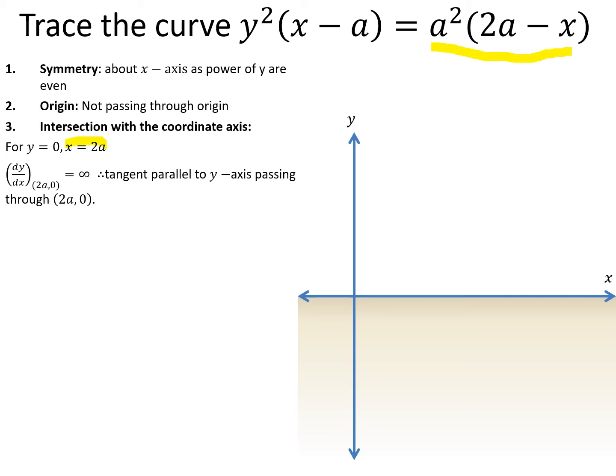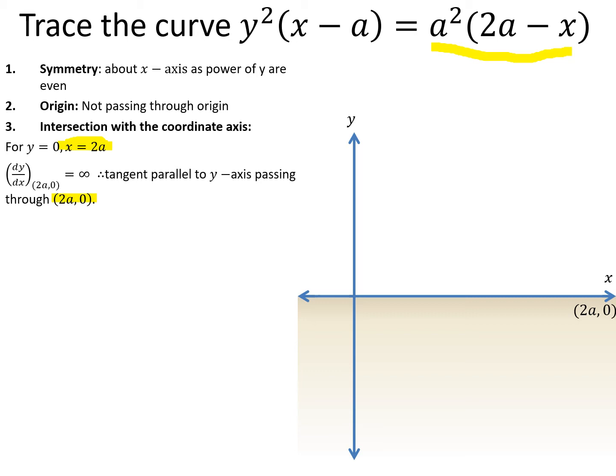So we are getting, if we put y equal to 0, then x equal to 2a. So what point are we getting? That is (2a, 0). So we will just put the point (2a, 0) on the x-axis. Now we have this point on the x-axis. I already told you, whenever we have any point, we need to find the tangent at that point. Without the tangent, we are not able to draw our curve.